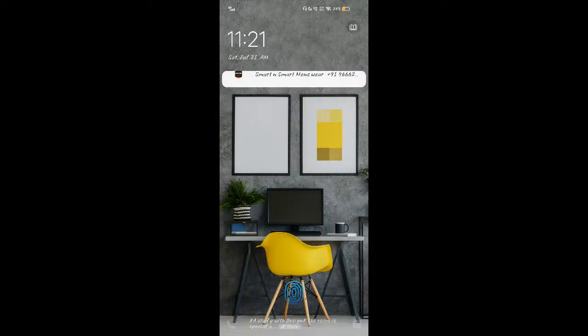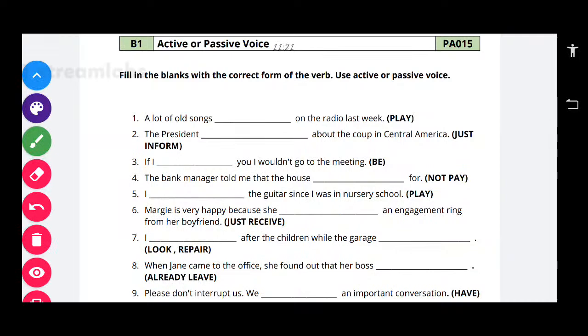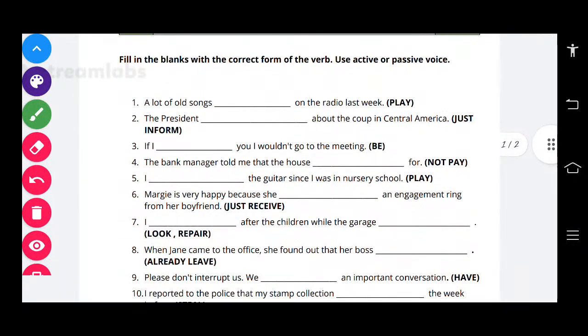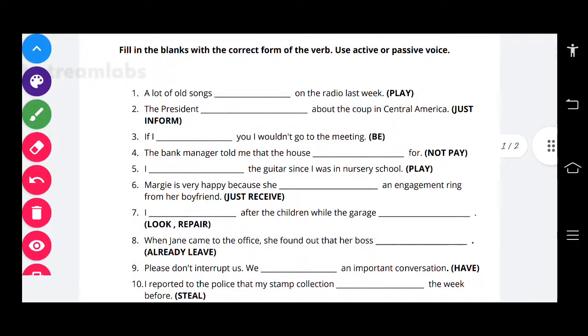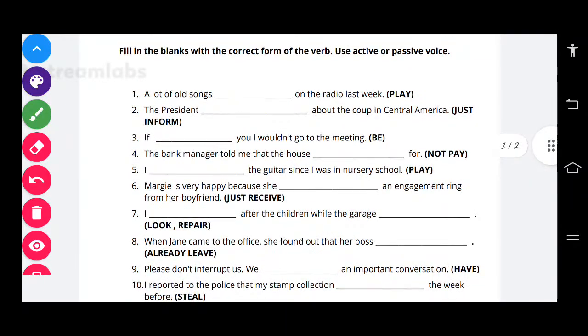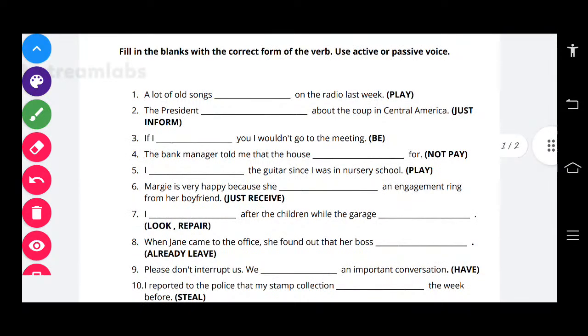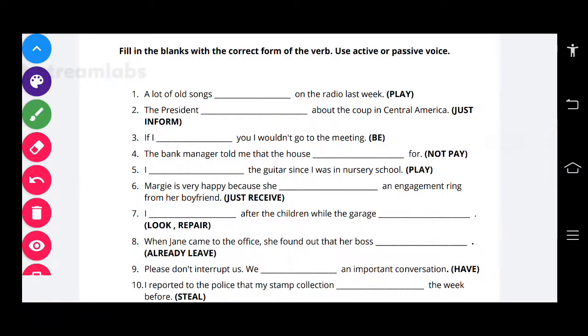Okay, right. Let's see the first example. Look at the first example: a lot of old songs dash on the radio last week.